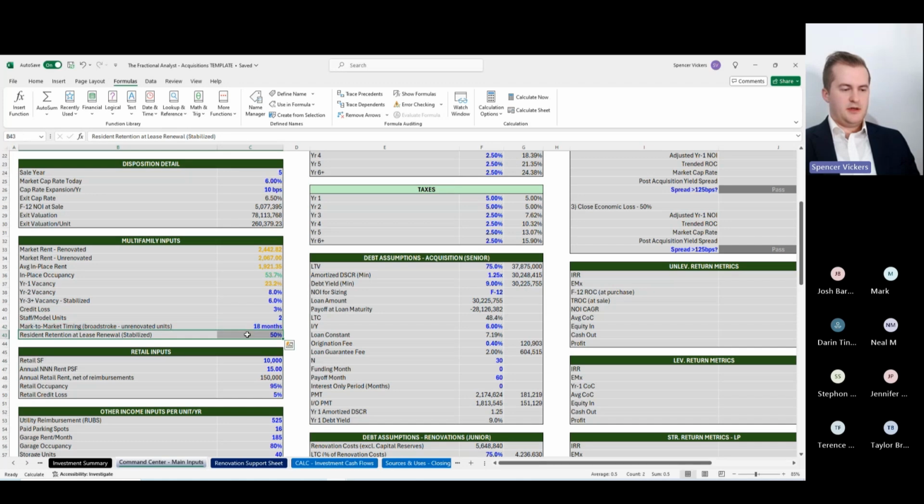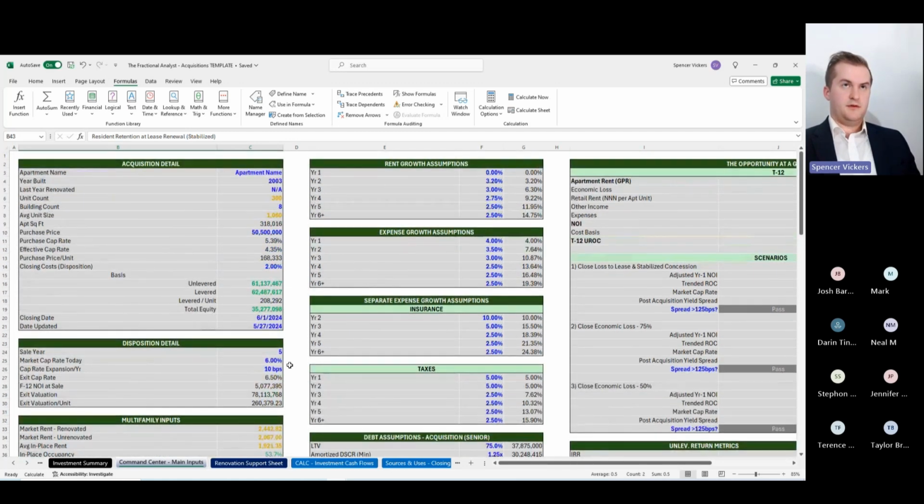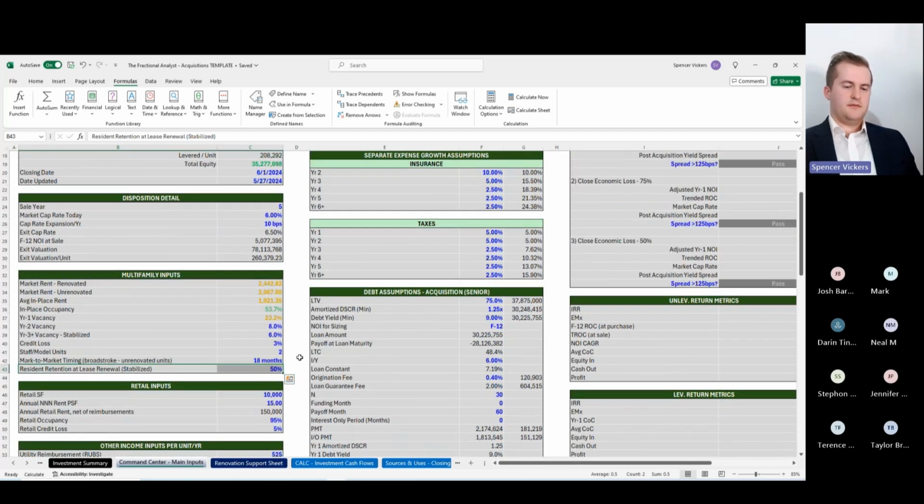Resident retention at lease renewal. This is the assumed amount of residents that are going to renew their lease. And the reason this matters is it works together with your rent growth assumptions to burn off your loss to lease, and it impacts your absorption and turnover vacancy.